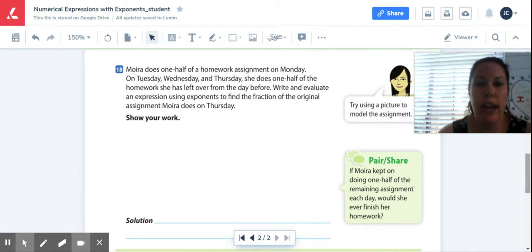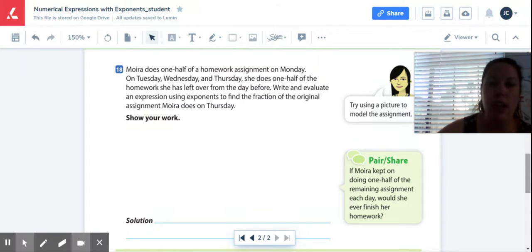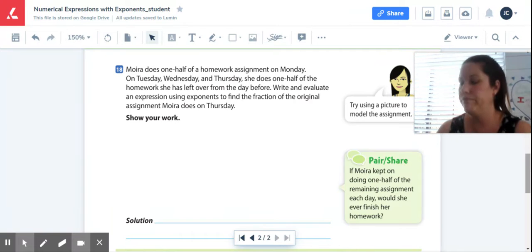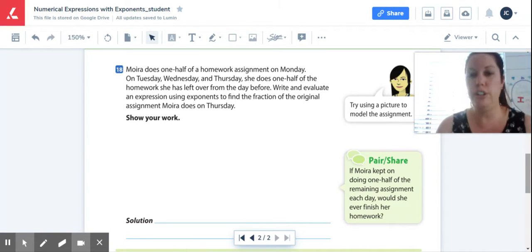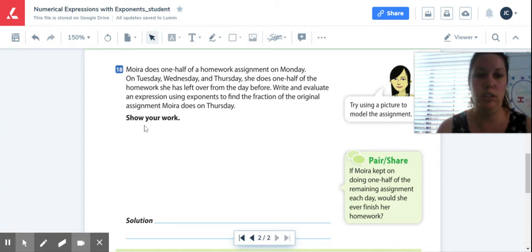Moira does 1/2 of a homework assignment on Monday. On Tuesday, Wednesday, and Thursday, she does 1/2 of the homework she has left over from the day before. Write and evaluate an expression using exponents to find the fraction of the original assignment Moira does on Thursday. Okay, so on the first day, she does a half. So let me write that out. So that was on Monday. She does 1/2.